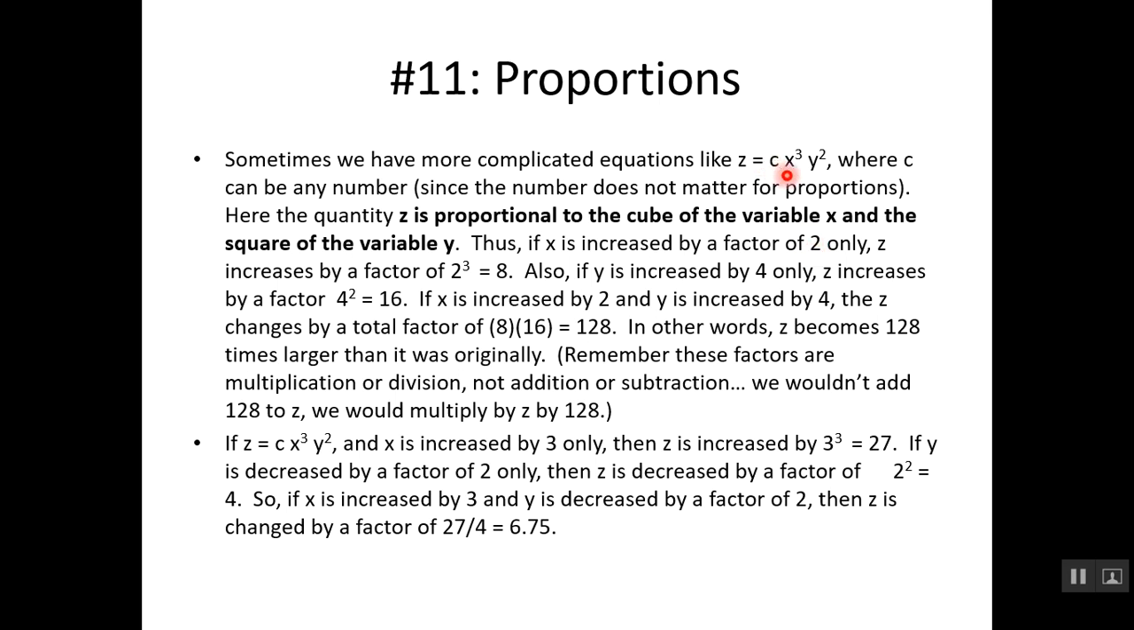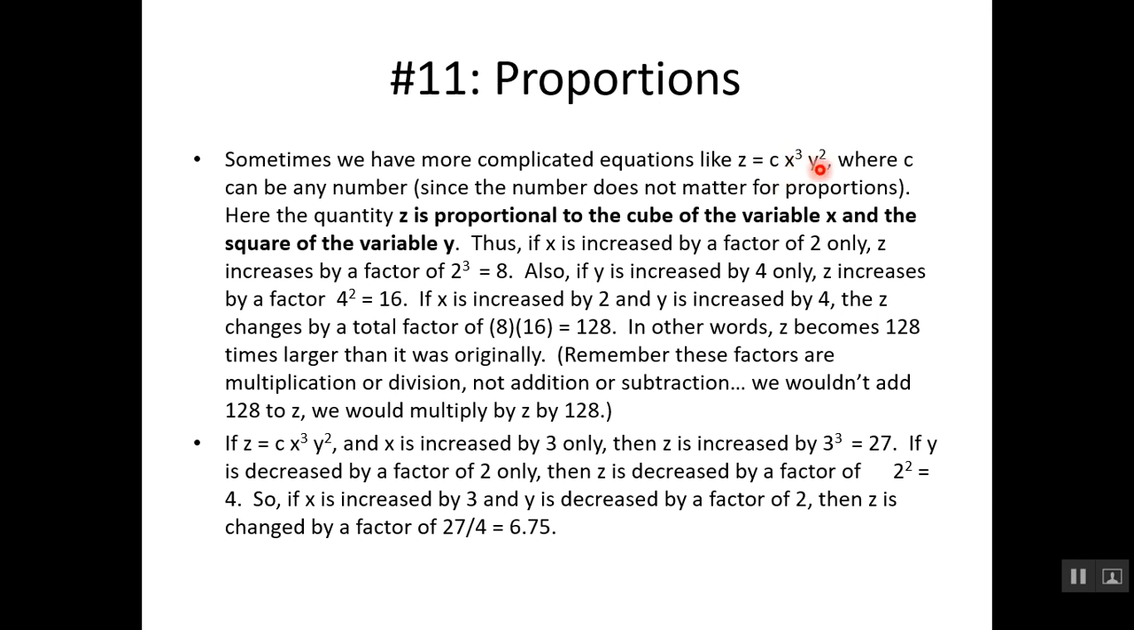First of all, none of these things are in a denominator. It's not x cubed divided by y squared, or y squared divided by x cubed. It's just x cubed times y squared. So both of these things are proportional to z. In other words, if x or y goes up, then z goes up. If x or y goes down, then z goes down.